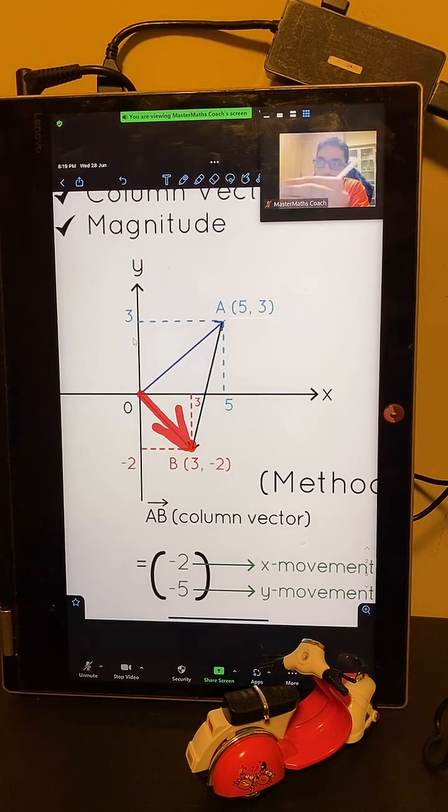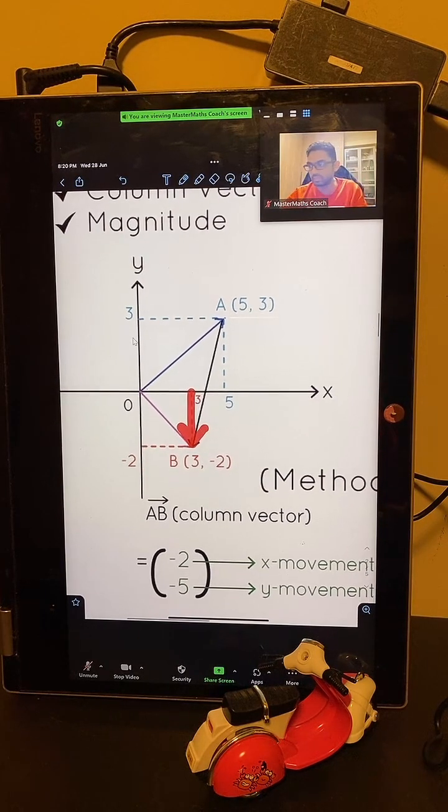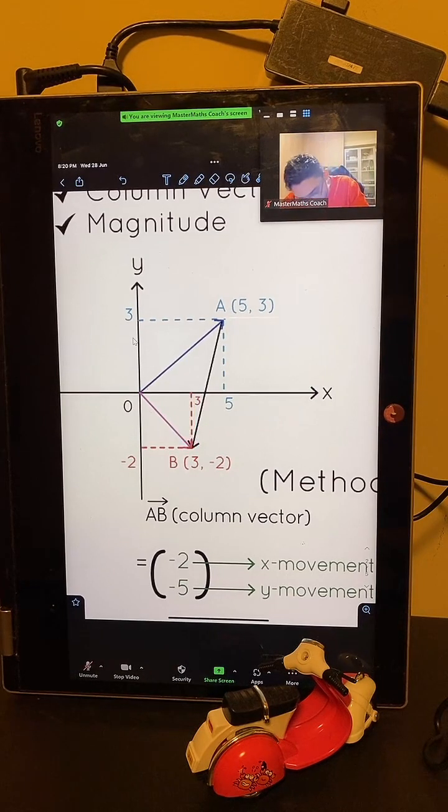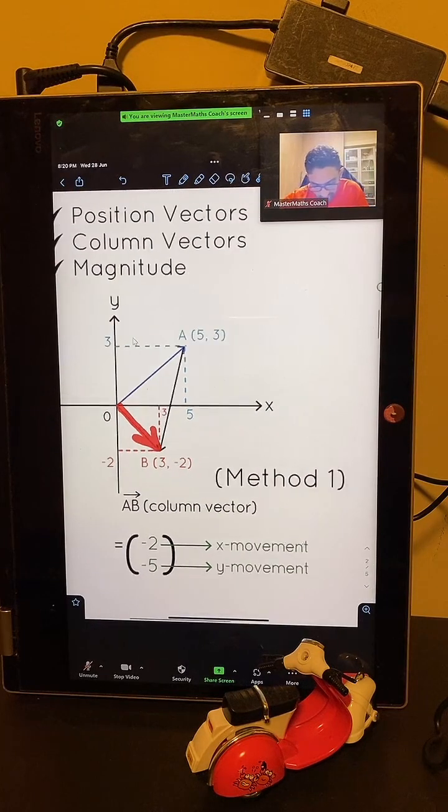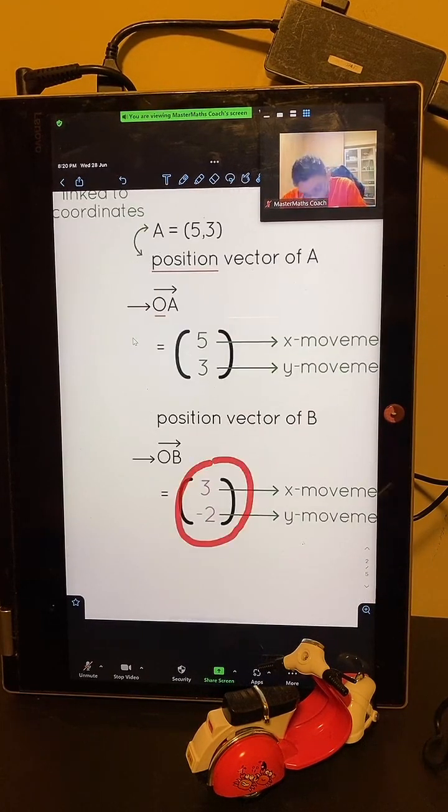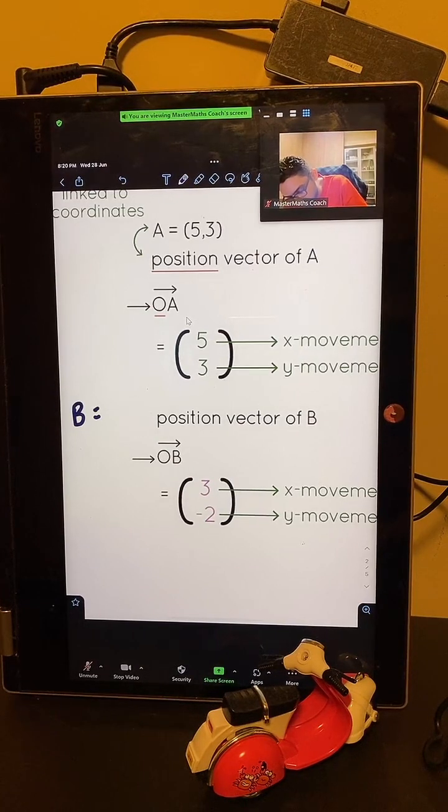So when you start from the origin and you want to go to B, how do you go from O to B? You have to move 3 units across the x-axis and negative 2 units across the y-axis. Why negative 2 across the y-axis? Because you're moving downwards, not upwards. Upwards is positive; going downwards is negative. So again, the position vector of B starts from the origin. It is nothing but 3 and negative 2, which is actually your coordinates of B. In the diagram, B is 3 and negative 2. So the position vector is basically the coordinates.